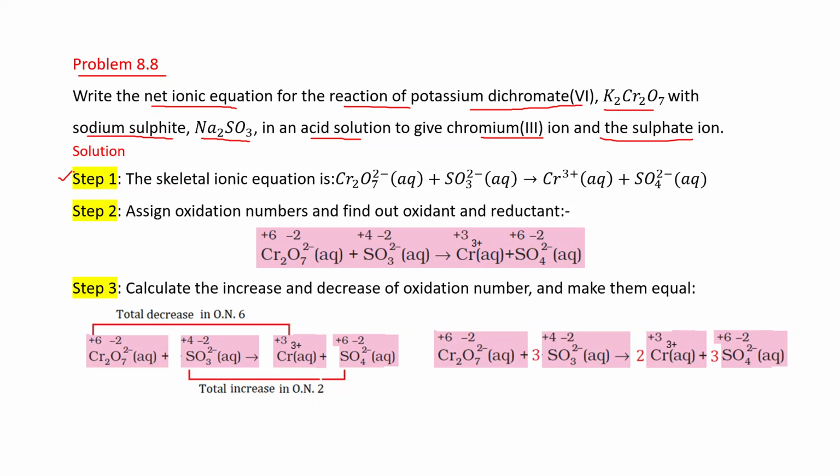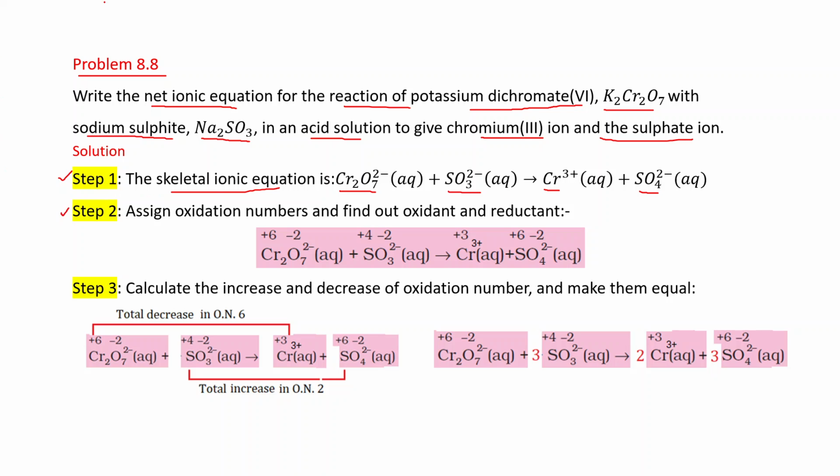Step 1. Write the skeletal ionic equation. Reactants are potassium dichromate. In this, dichromate is the ion which undergoes change in oxidation number. And in sodium sulfite, SO3 is the ion in which there is a change in oxidation number. So Cr2O7 2 minus plus SO3 2 minus. And products are chromium third ion, that is Cr3 plus, and sulfate ion SO4 2 minus.